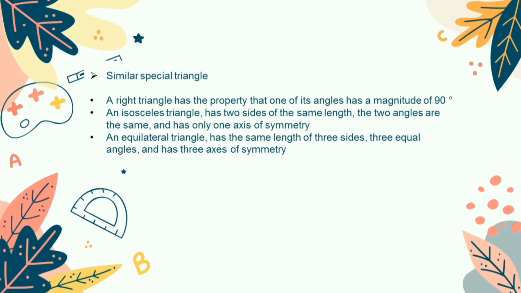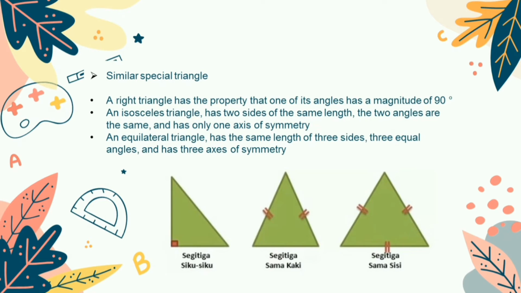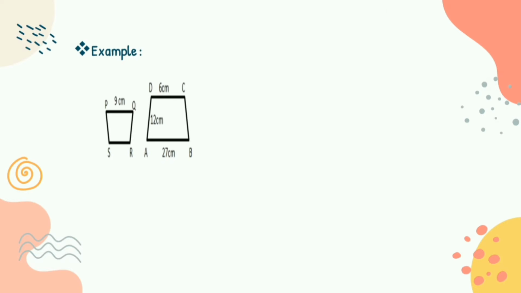And similar special triangles. A right triangle has the property that one of its angles has a magnitude of 90 degrees. An isosceles triangle has two sides of the same length, the two angles are the same, and it has only one axis of symmetry. An equilateral triangle has three sides of the same length, three equal angles, and has three axes of symmetry.